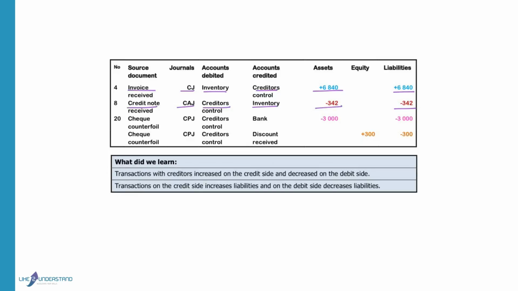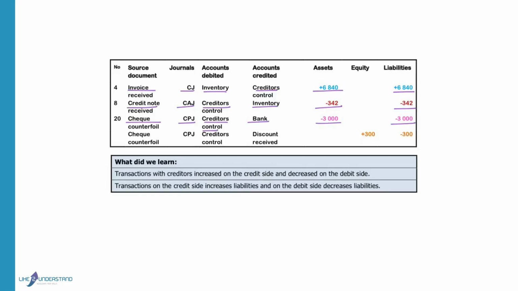If we pay money, we will pay with a check. So our source document will be the check counterfoil. It will be recorded in the cash payments journal. Creditors control is debited to decrease the liabilities with the 3,000 paid. Bank is credited to decrease assets with the 3,000.